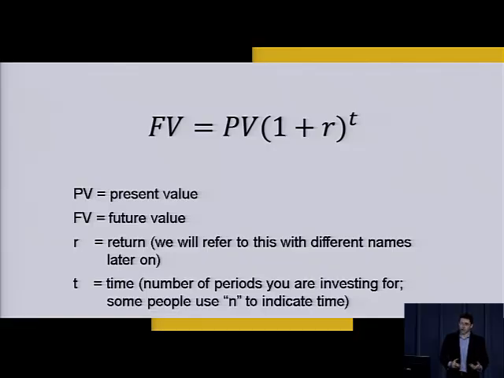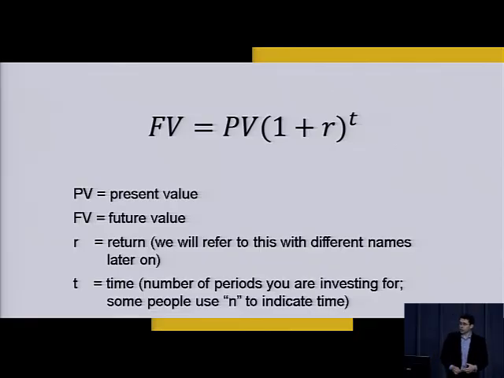Next, we have our FV, or future value. This is the amount you have after investing for a certain amount of time. So, for example, you put $100 in the stock market. You invested in, let's say, 10 shares of Ford Motor Company. After 5 years, you have $150. That $150 would obviously be your future value.